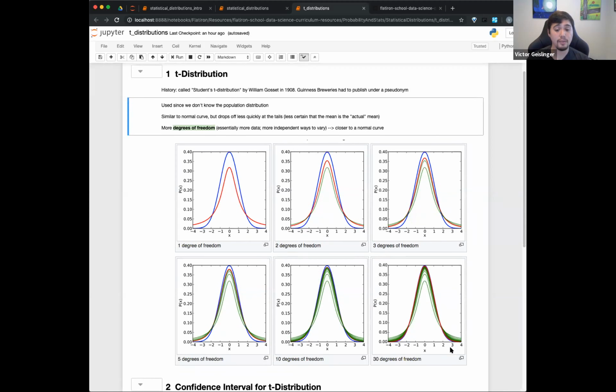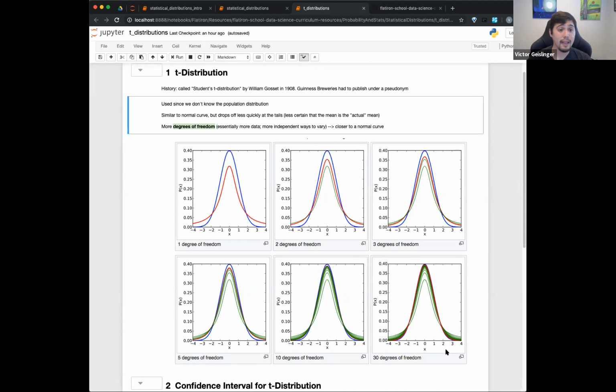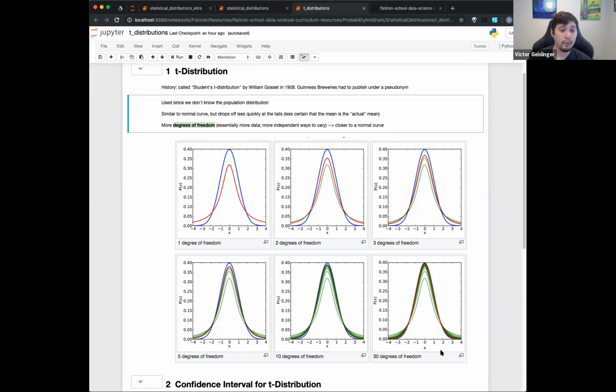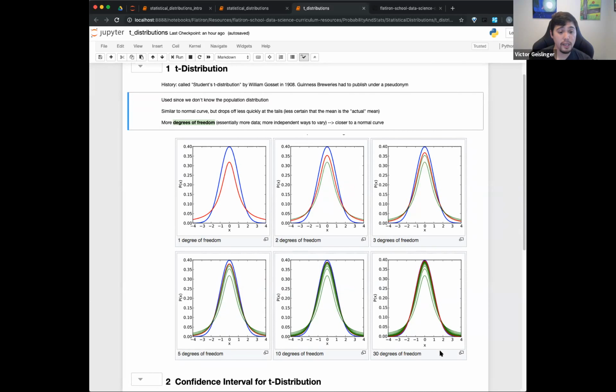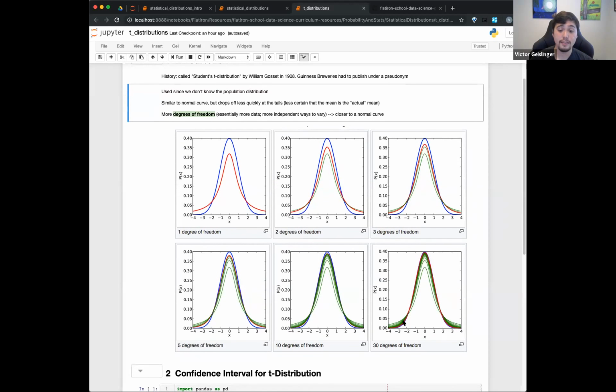And this is actually where it comes from. You'll hear people say the number of samples has to be greater than or equal to 30. This is where that comes from: at 30, we have something that closely approaches the normal distribution. Okay, so that is the t-distribution.